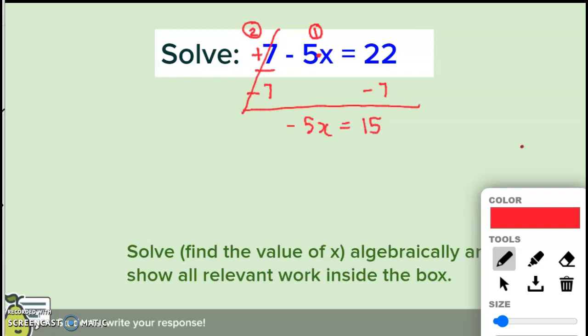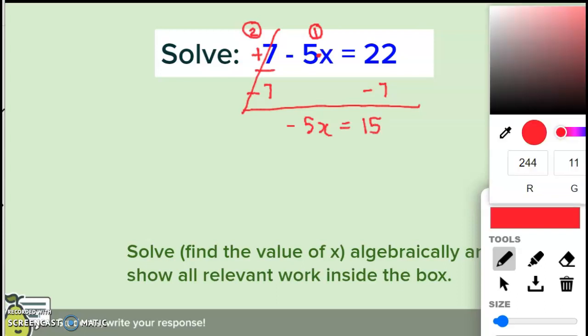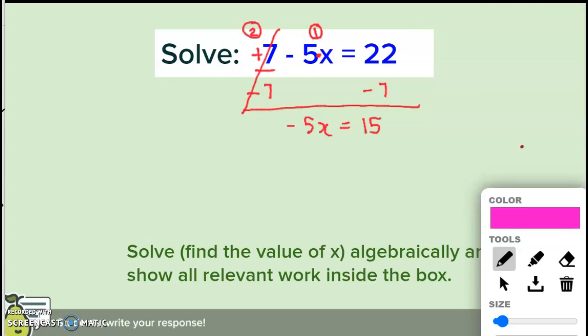Okay, now notice that it's getting simpler. If you do something different, it's not going to get simpler. So now I need to get rid of this negative 5. What is negative 5 doing to x? There is multiplication, so how do I undo multiply by negative 5? I need to divide by negative 5. And whatever I do to one side of the equal sign, I need to do to the other. And this becomes 1x, or same as x.